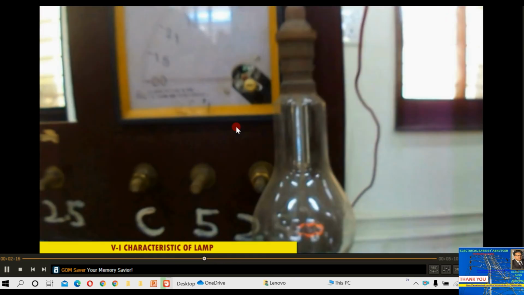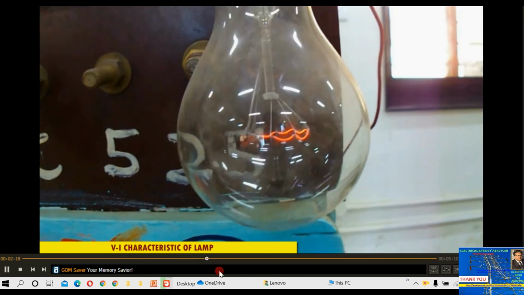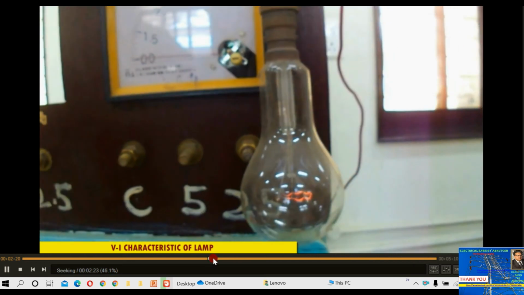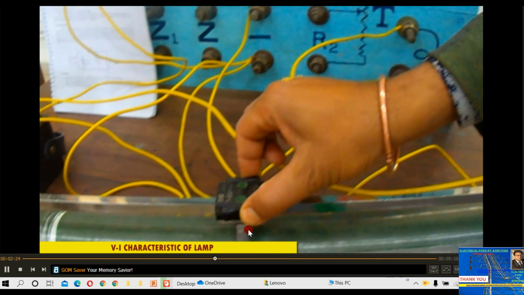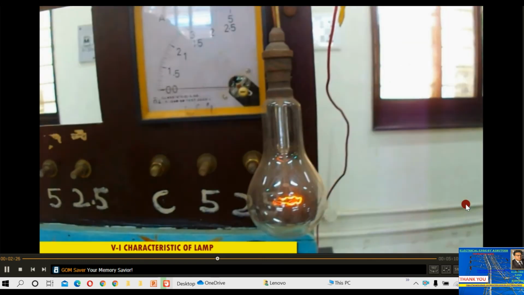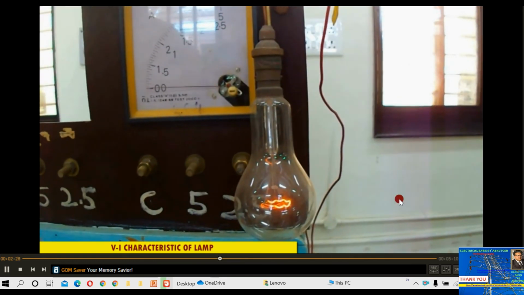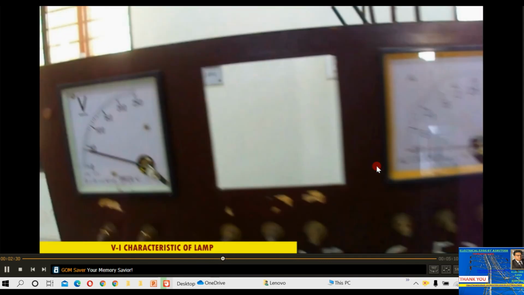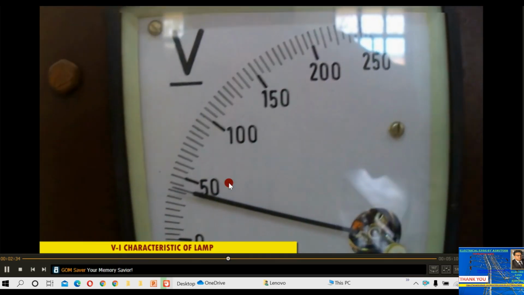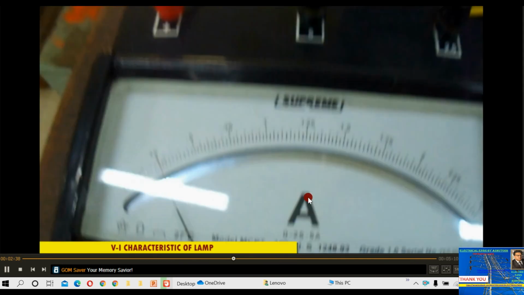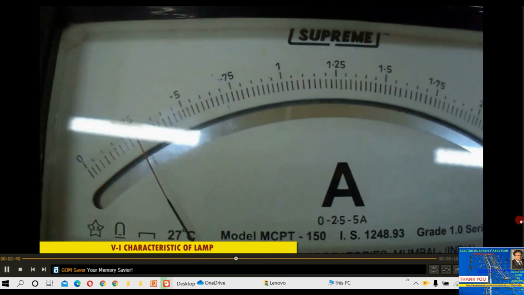Then there is a bulb. This is the bulb. Then again increasing the level of voltage, so you can see the illumination of the bulb. Okay, you can see the reading of the voltmeter. We are increasing and taking the readings, so we have to note down the different values. You can also see the ammeter reading.